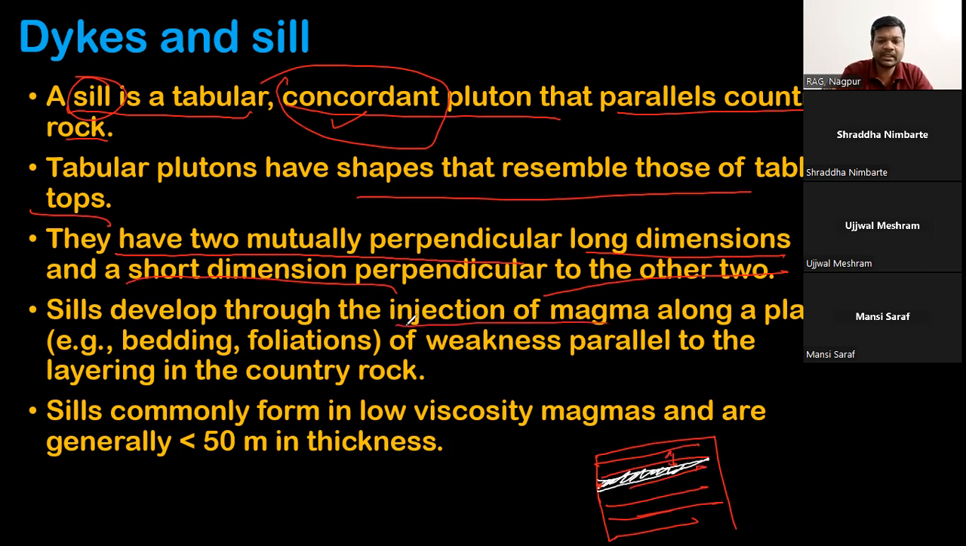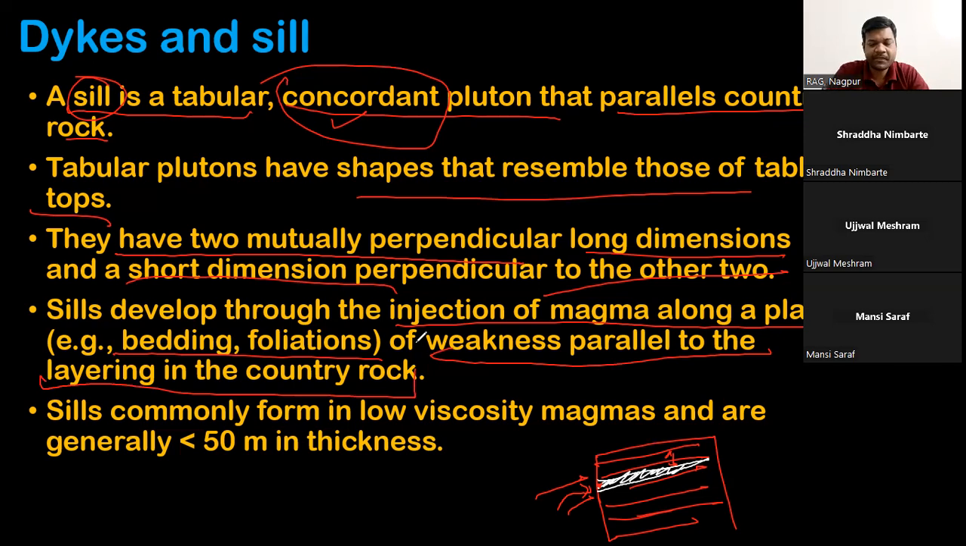Sills develop through injection of magma along a plane. Either it may be bedding or foliation, right? Magma is getting injected here and it will develop through injection along a plane of weakness, parallel to the layering in the country rock. Whatever the layering in the country rock is, it will be parallel to that, right?